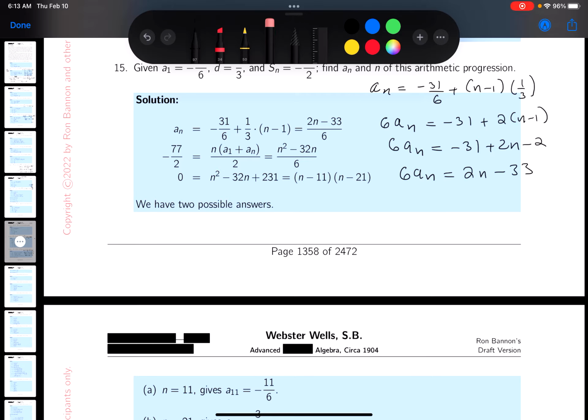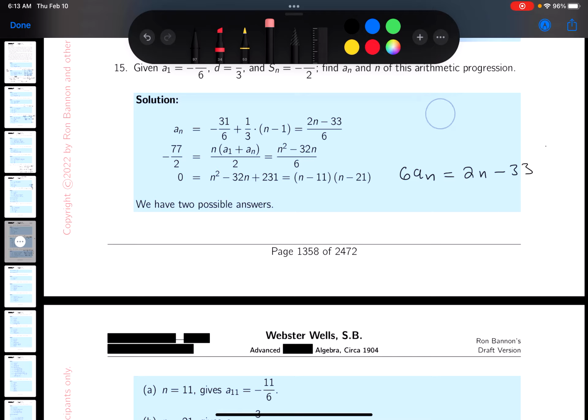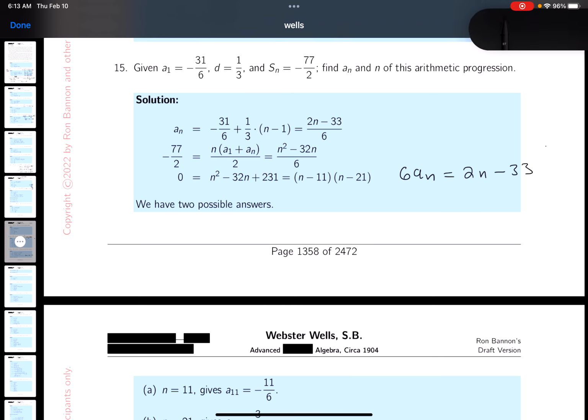So I'm pretty comfortable that I got it as simple as I can get it. What I want to do is start to erase things that I don't need anymore. I don't need this. I don't need this. I don't need this. They're all equivalent, by the way, but I like that last one the best. It's easiest for me to even look at. Then I'm going to write down that SN business. And what's SN? Well, SN is minus 77 halves.